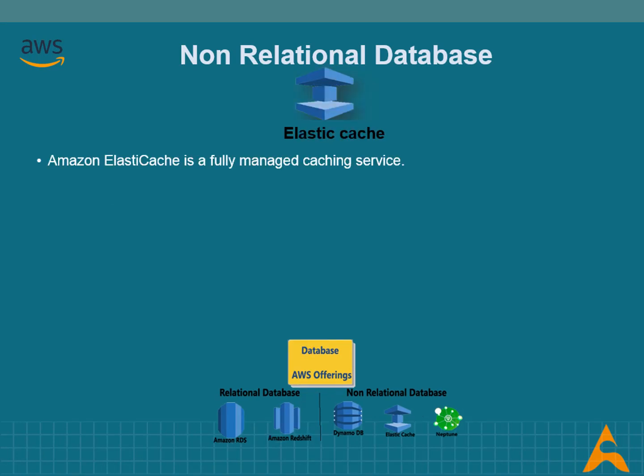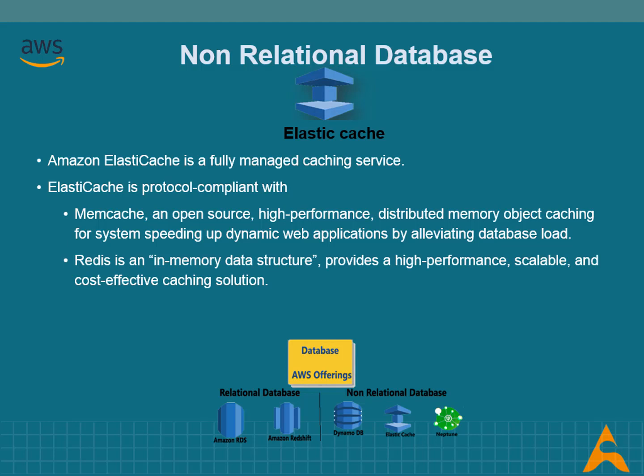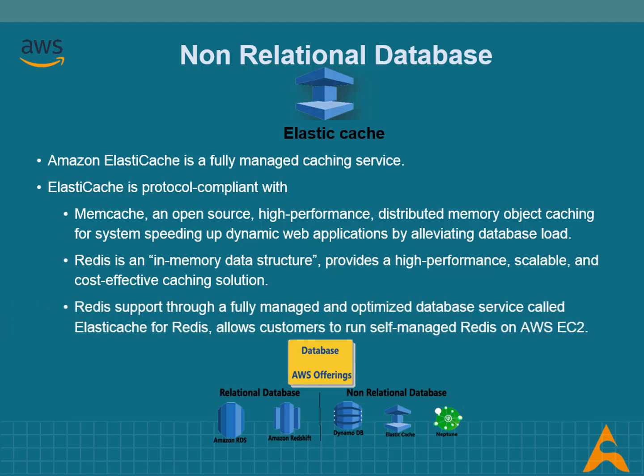Further is ElastiCache. ElastiCache is a fully managed caching service. It is protocol compliant with Memcached, an open source, high-performance distributed memory object caching system, speeding up dynamic web applications by alleviating database load. Redis, an in-memory data structure store, provides a high-performance, scalable and cost-effective caching solution. Redis is supported through a fully managed and optimized database service called ElastiCache for Redis, and allows customers to run self-managed Redis on AWS EC2. With ElastiCache, users can quickly deploy a cache environment without having to provision hardware or install software.